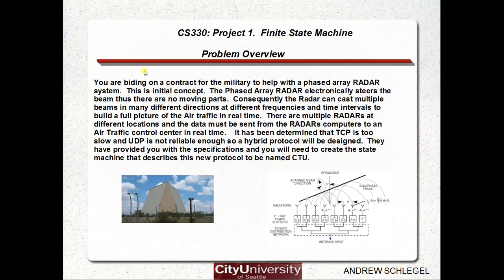So if you read through this, you're building on a contract for a military to help with a phased array radar. Don't get too caught up in the radar, but basically there are no moving parts, and they use electronics to steer the beam, so you can literally steer the beam in any direction you want electronically. Consequently, you could have 4 or 5 beams going at the same time, all in different directions at different frequencies. That's what a phased array radar does. If you read through this, you can see it's been determined TCP is too slow and UDP is not reliable enough, so a hybrid protocol will be designed.